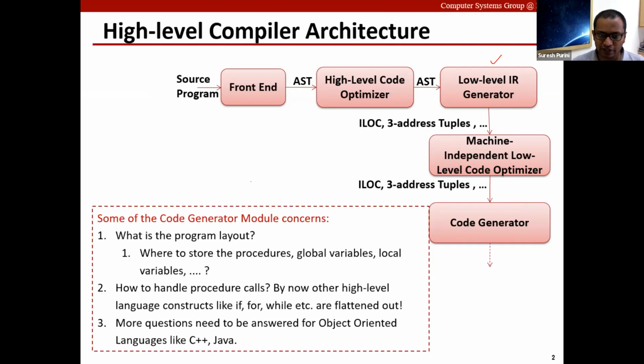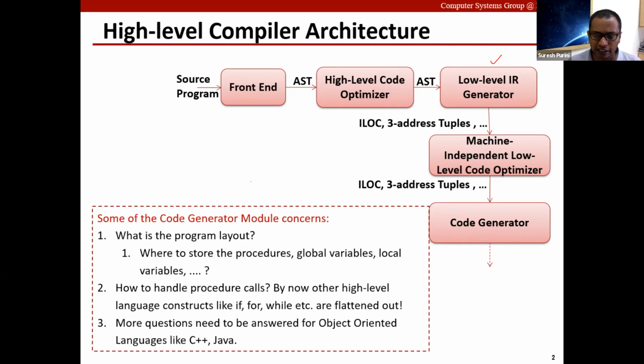Some of the concerns for the code generator module: what is the program layout? A C program is a collection of files, and every file is a collection of functions. There are some variables which are global, and some which are local. So where should memory be allocated to the functions? Where should memory be allocated to global variables, local variables, etc.? And how do we handle procedure calls? How do we pass parameters? How do we get return values? All these are concerns of the code generator module.